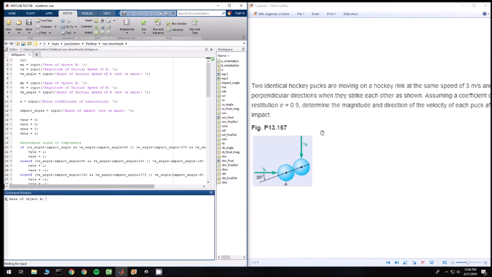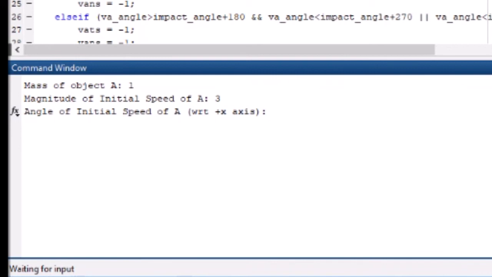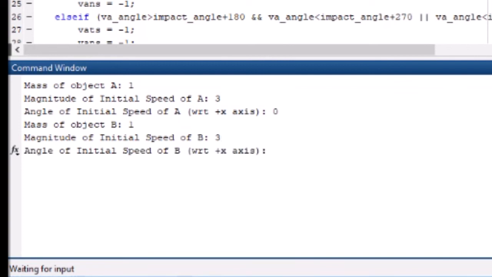We'll run our program. So we put in the mass of object A. Because it just says they're identical, it doesn't really matter what we put in. We'll just make sure both A and B are the same, so we'll say 1. The magnitude of the initial speed of A is given to be 3 meters per second. The angle of the initial speed of A with respect to the plus x axis is 0, because it's along the plus x axis. The mass of object B is 1 as well. Magnitude of the initial speed of B is also 3. And the angle of the initial speed, if you think about it being straight along the negative y axis, it would be 270 degrees from the plus x axis.